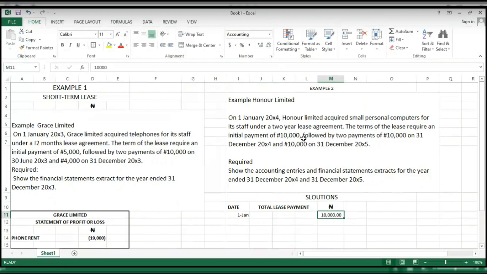And then payments on 31st December 20X4 and 31st December 20X5. So we have 1st January 20X4, and then we have 31/12/20X4, and then 31/12/20X5. These are the dates he makes payments. So we talk about a lease payment of 10,000 here, and another lease payment of 10,000 here also. So we can see that the total lease payment is 30,000 naira.